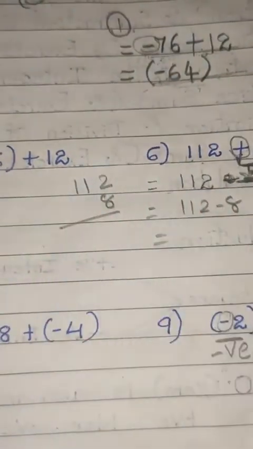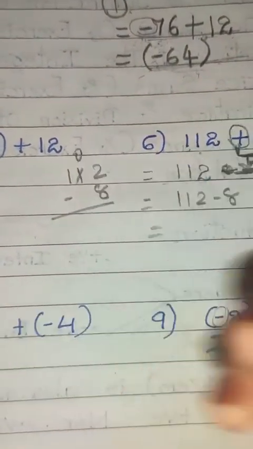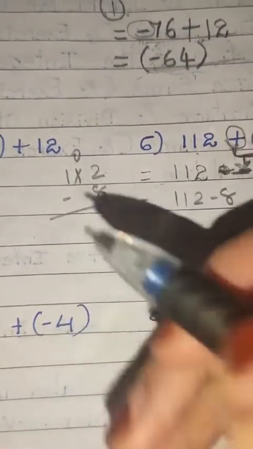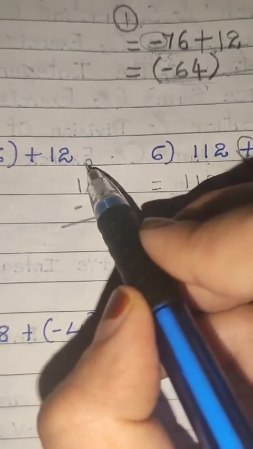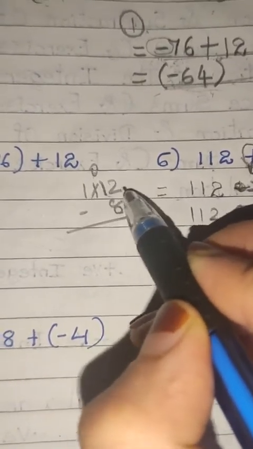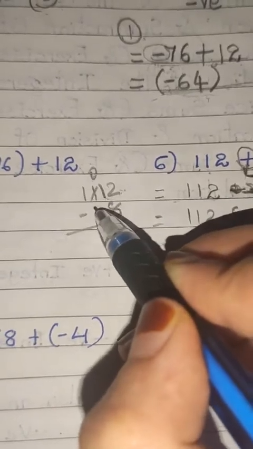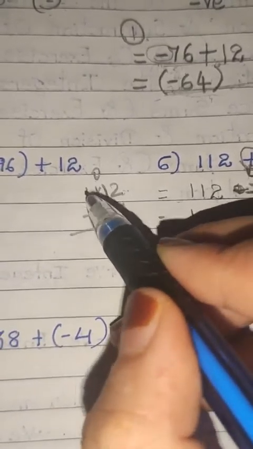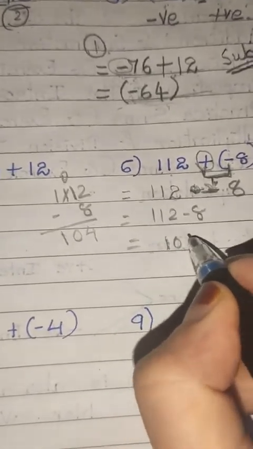112 minus 8. 2 minus 8, not possible as it is smaller. So 0. Why 0? Because if you have only one chocolate and you have passed it to your friend, then how many will be left with you? 0. And here 1. So 1 to 12 minus 8, 4, 0. As it is, as we don't have to subtract anything here. And this one as it is. So your answer is 104.